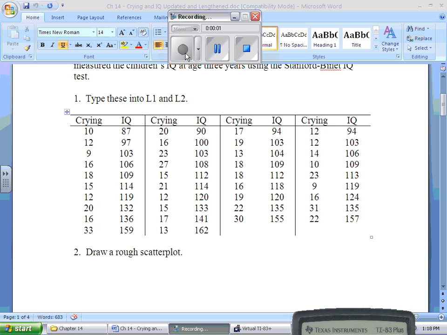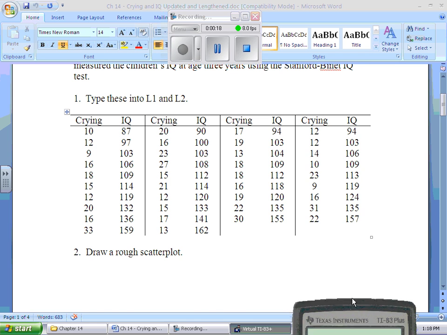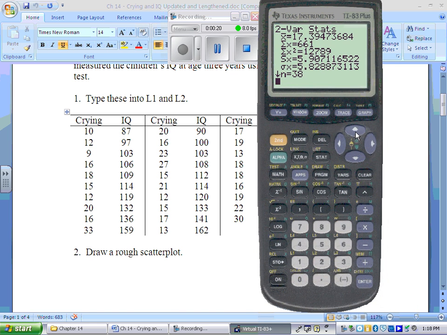So to help us get introduced into the chapter 14 idea, we've got to spend some time going through the regression that we did back in chapter 3. Throughout this, you may have to pause it and catch up, but here's the data. The first thing you'll need to do is type this into L1 and L2, the crying data in L1, the IQ data in L2, and then do your 2-Var Stats.